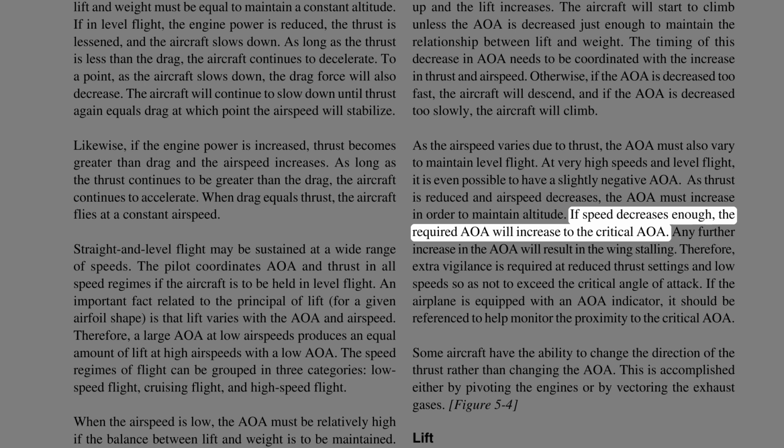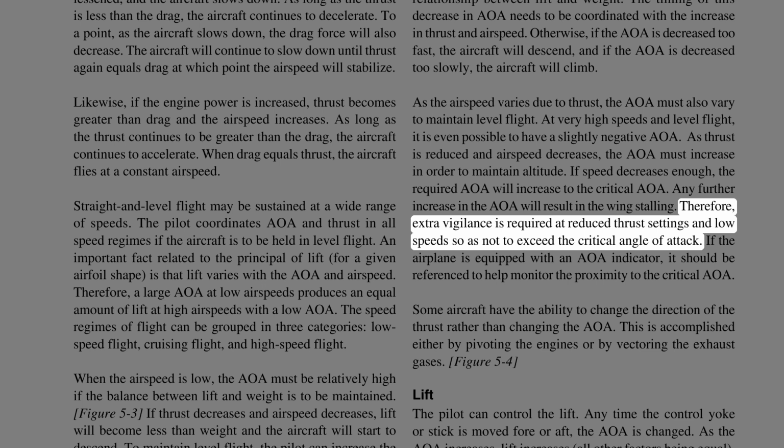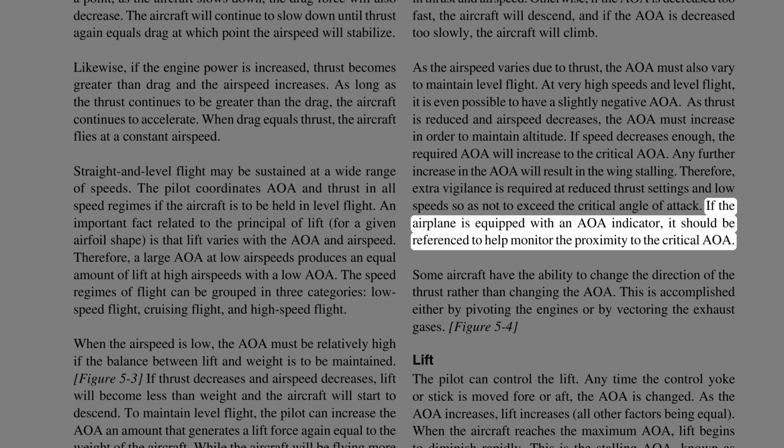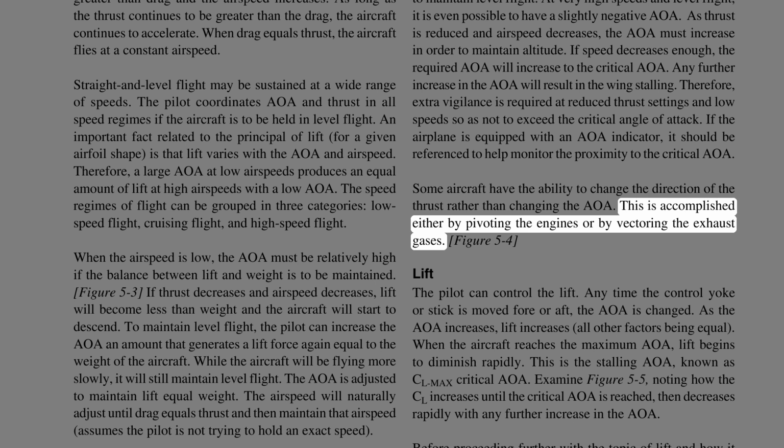If speed decreases enough, the required AOA will increase to the critical AOA. Any further increase in the AOA will result in the wing stalling. Therefore, extra vigilance is required at reduced thrust settings and low speeds so as not to exceed the critical angle of attack. If the airplane is equipped with an AOA indicator, it should be referenced to help monitor the proximity to the critical AOA. Some aircraft have the ability to change the direction of the thrust rather than changing the AOA. This is accomplished either by pivoting the engines or by vectoring the exhaust gases.